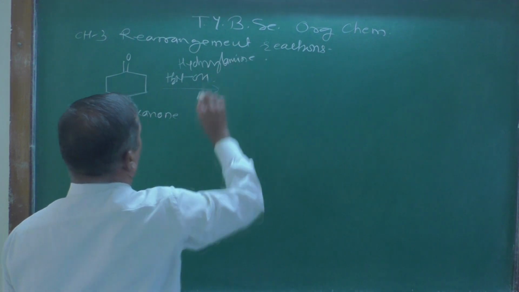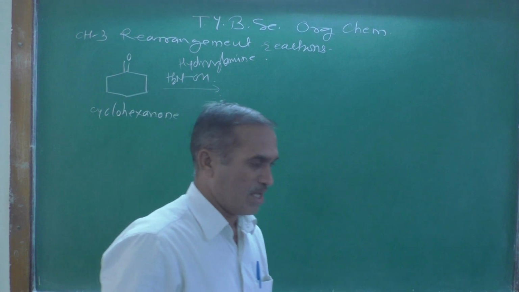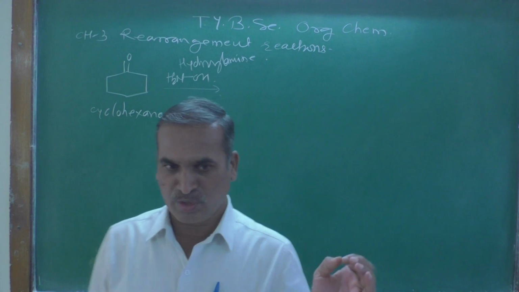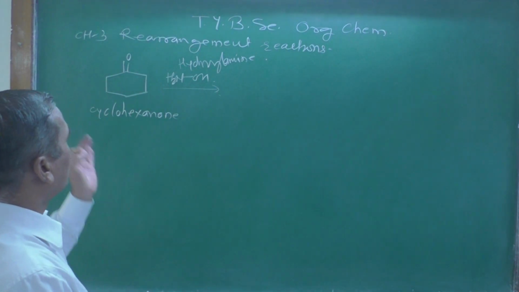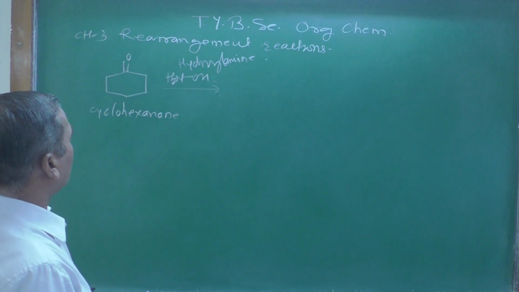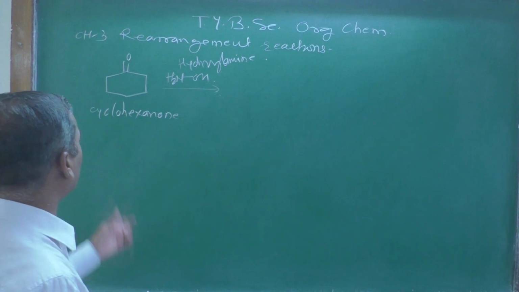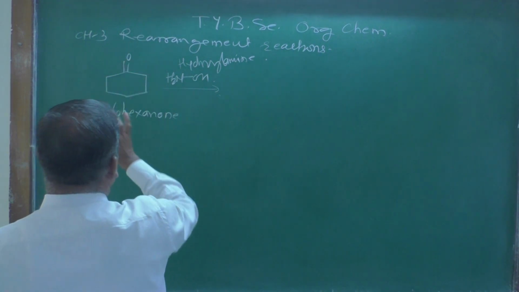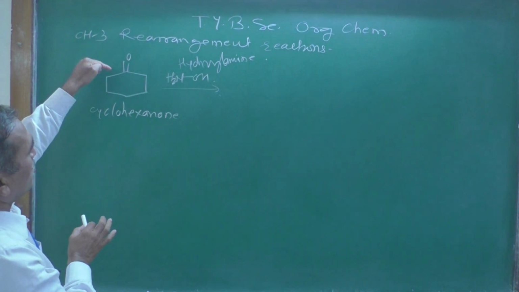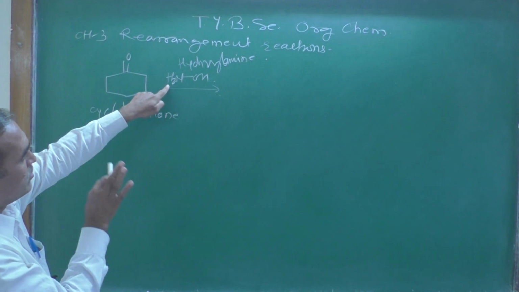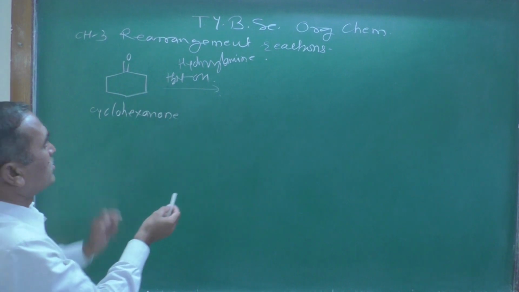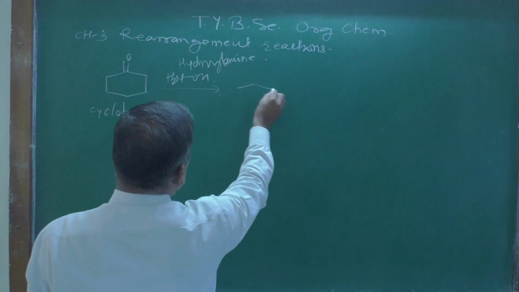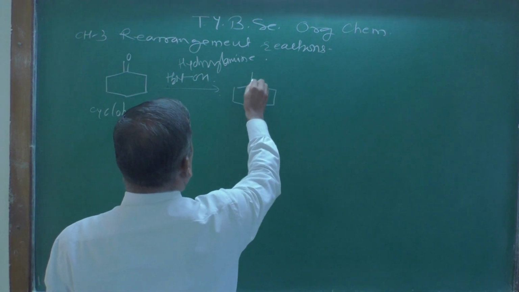This is an ammonia derivative. It is a reagent generally used for the preparation of ammonia derivatives. So this compound is a ketone, a cyclic ketone, which is cyclohexanone. What you are going to get here: the oxygen from this cyclohexanone and two hydrogens from this reagent, an addition-elimination reaction occurs and the resulting compound obtained is this one, with a double bond.